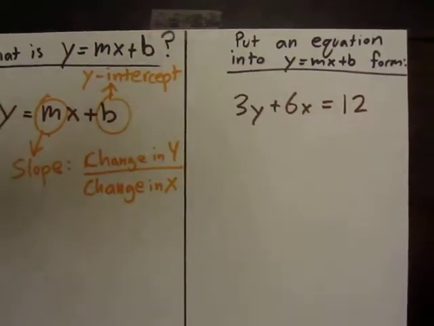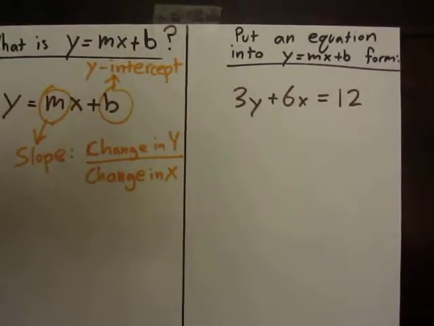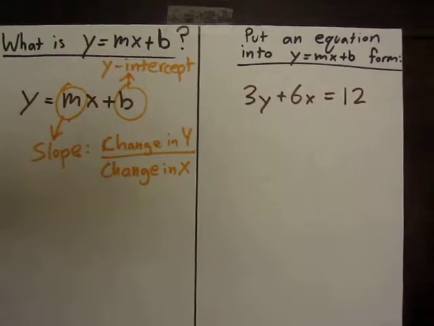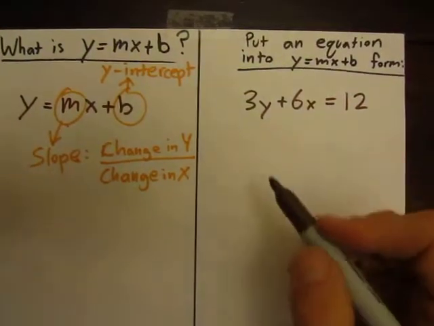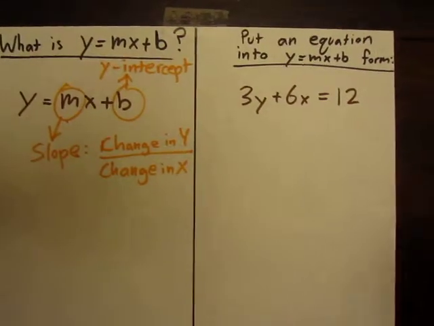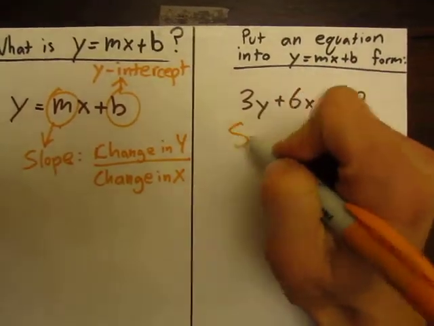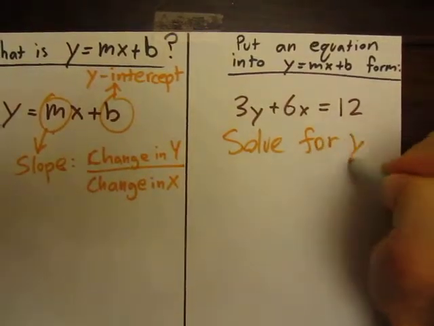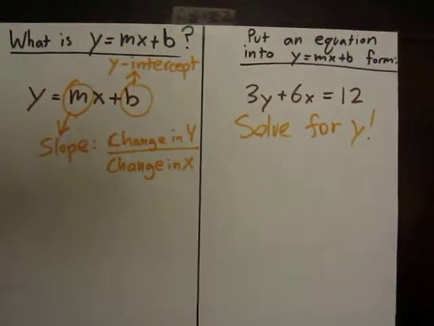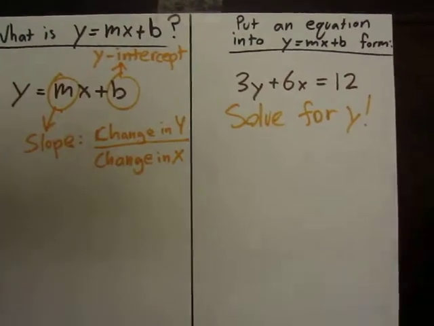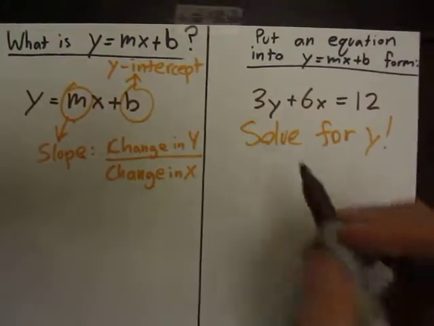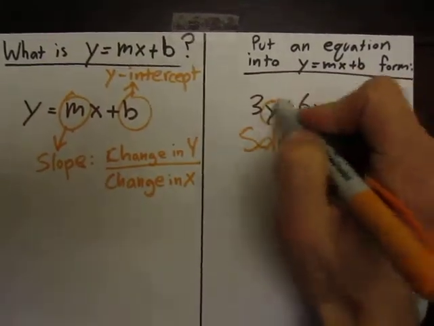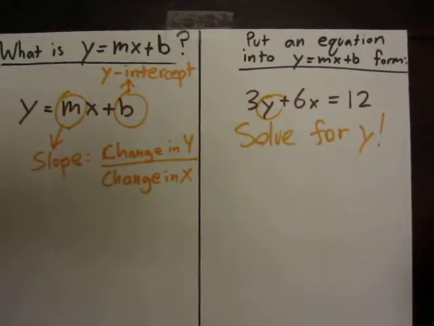Now when we put it into y equals mx plus b form, you'll find that this is actually quite easy to find. To do this, what you need to do is solve for y. So this is our goal. Now, how do we solve for y? Well, we do this just like any other equation. We need to isolate our y term. We're trying to get y by itself.